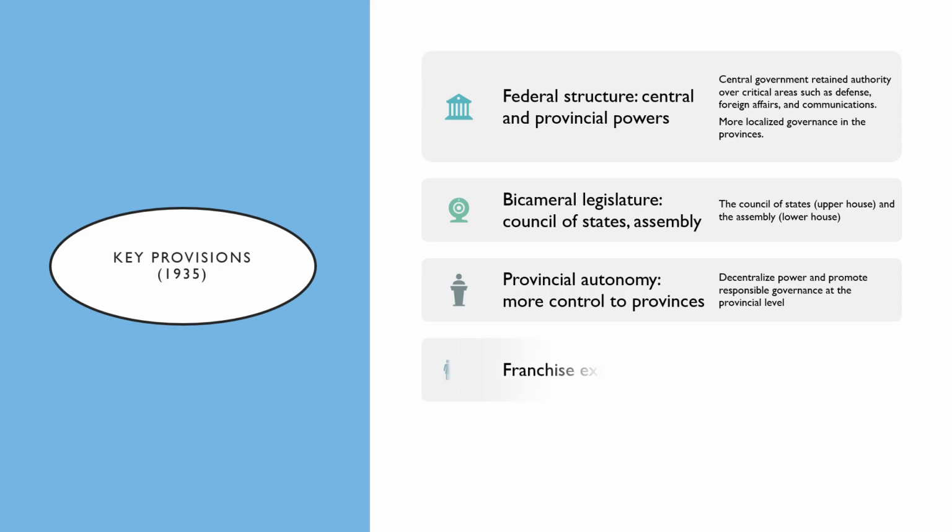Next one is franchise expansion. The electorate was further expanded, including more Indians in the decision-making process. While still not universal, the expansion aimed to create a more democratic and participatory political environment.